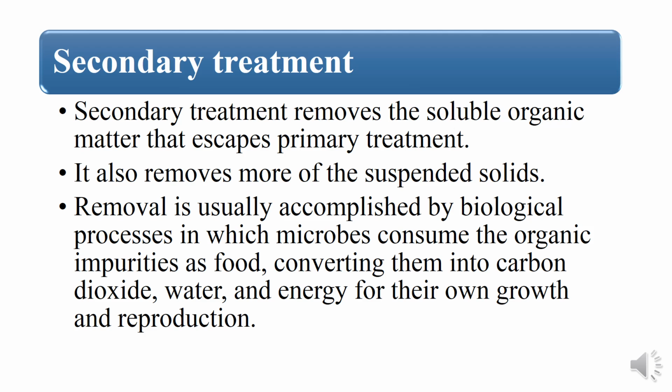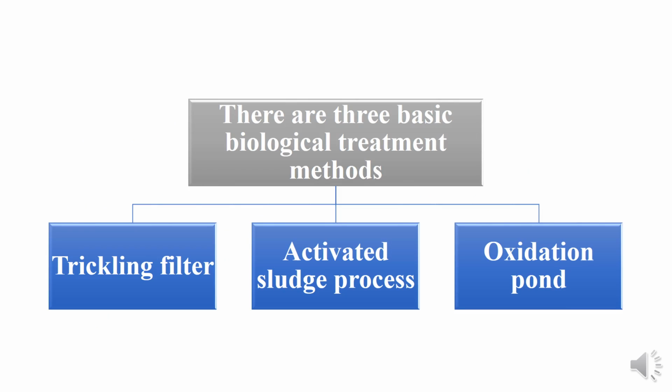Secondary treatment removes the soluble organic matter that escapes primary treatment. It also removes more of the suspended solids. Removal is usually accomplished by biological processes in which microbes consume the organic impurities as food, converting them into carbon dioxide, water, and energy for their own growth and reproduction. There are three basic biological treatment methods. One is the trickling filter, second is the activated sludge process, and the last one is the oxidation pond.